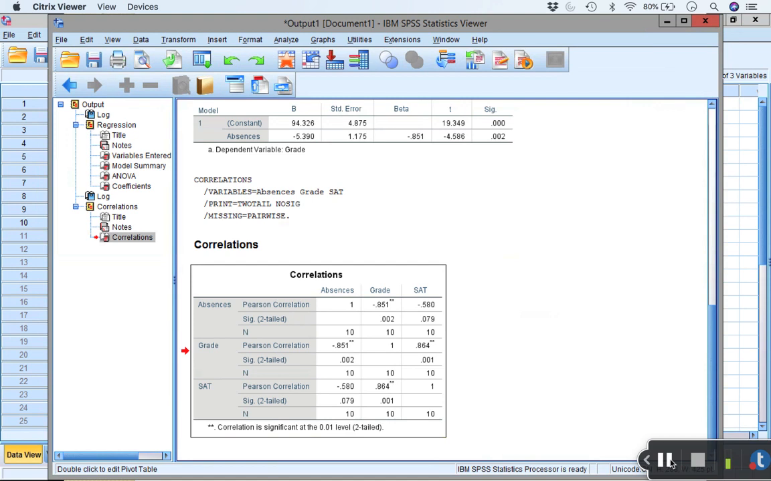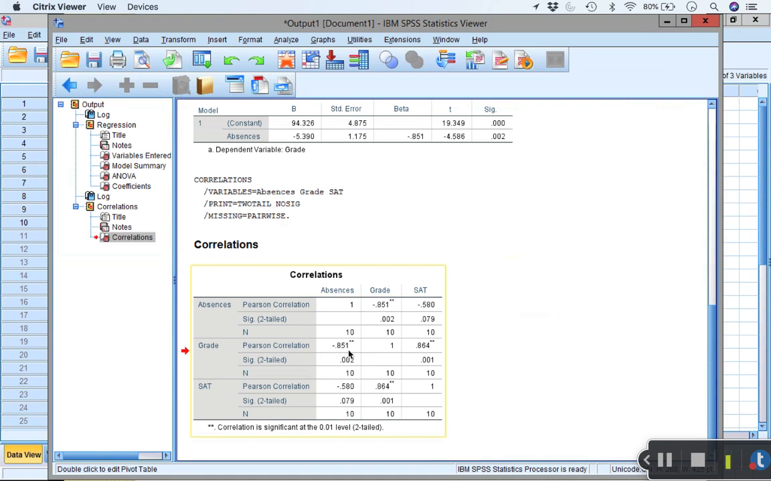And you can see here it's given me a slightly larger correlation table, or correlation matrix. The correlation between absences and absences is still 1. The correlation between absences and grade is still negative 0.851. And here we can see that absences and SAT, so our two predictors or IVs, are correlated at negative 0.58. And you can see here the significance is 0.079, not quite reaching that threshold of 0.05.